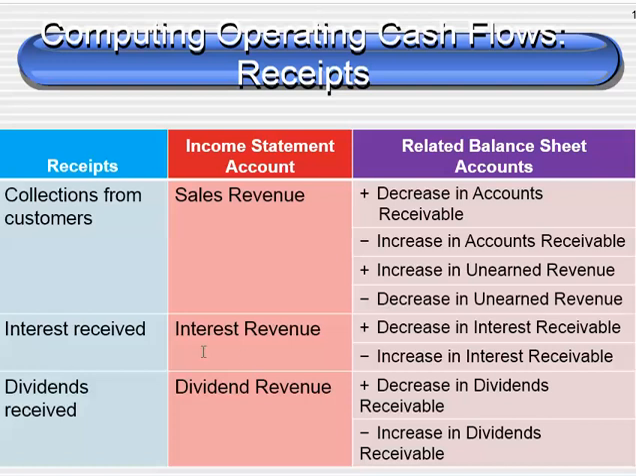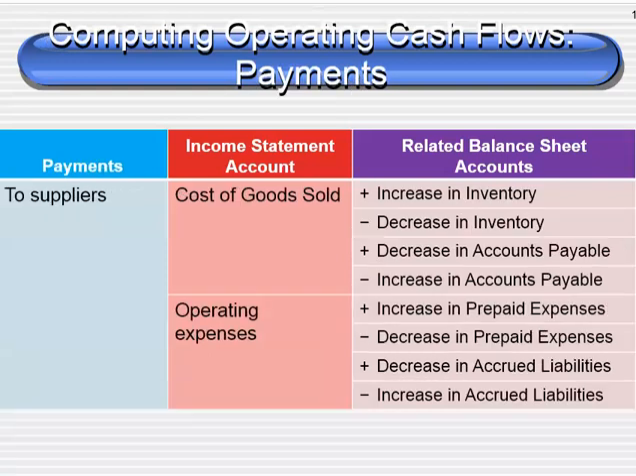To convert interest revenue into interest received, we start with interest revenue from our income statement, and we adjust it by the computed increase or decrease in interest receivable. So a decrease in interest receivable is going to be added to interest revenue, and conversely an increase is going to be subtracted. And then to convert dividend revenue into dividends received, you start with dividend revenue and adjust it by increasing or decreasing dividends receivable. You've got a decrease in dividends receivable, which would be added, or an increase would be subtracted.